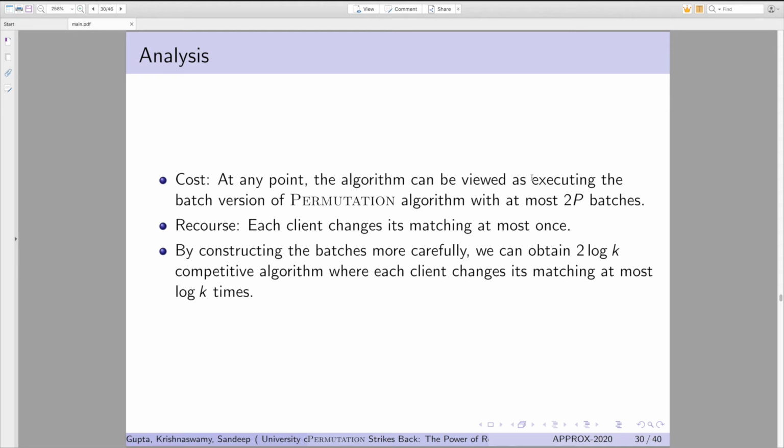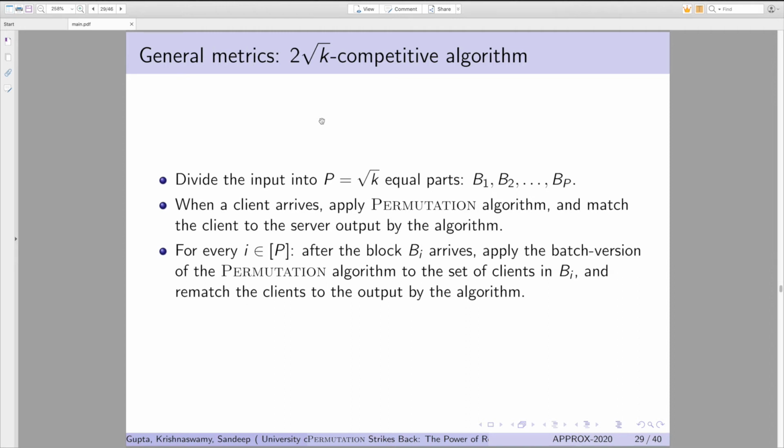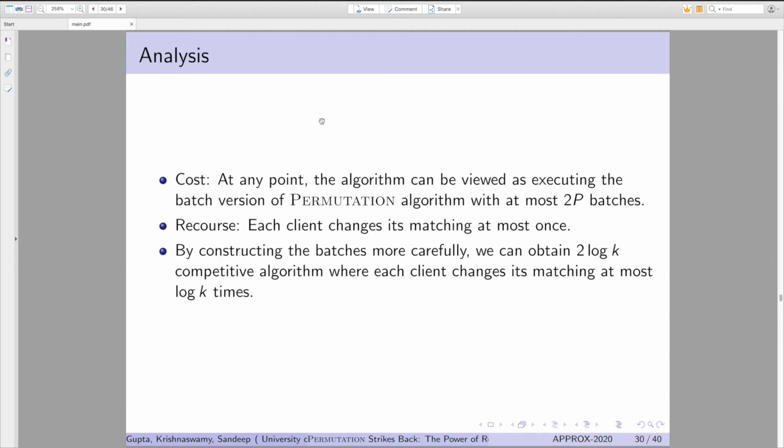So combining the total cost, we know that at any point in the execution of the algorithm, the cost of the matching is at most 4 square root k times opt, because 2 square root k times opt is needed for the batches, and another 2 square root k is for the batch that we are in. Note that this is then a 4 square root k competitive algorithm.